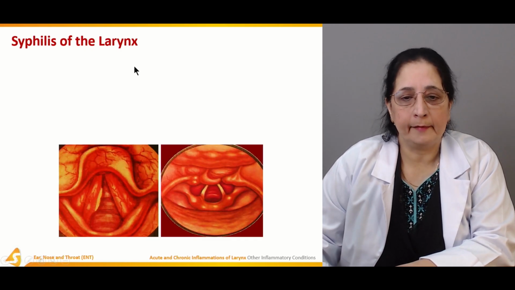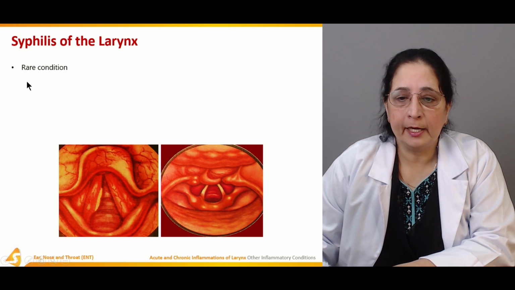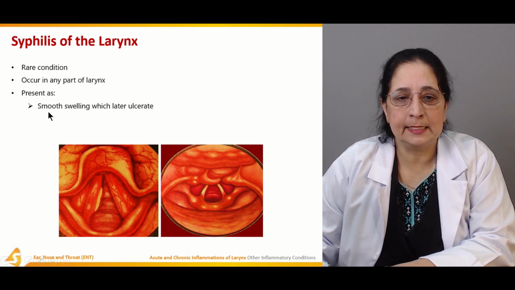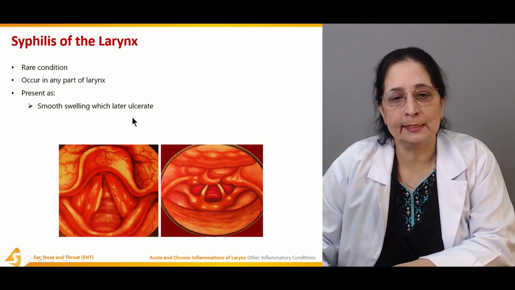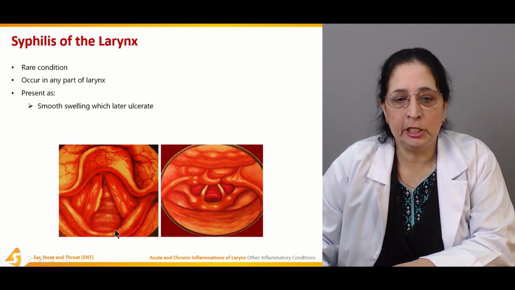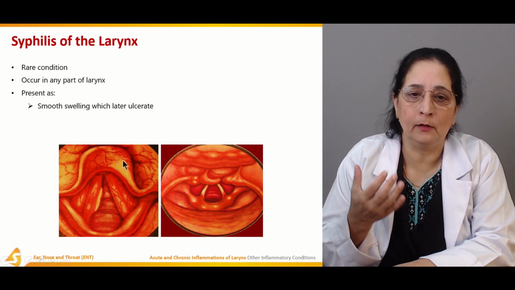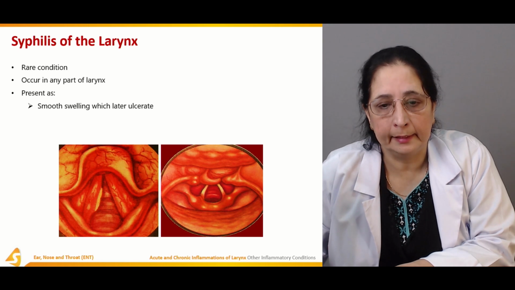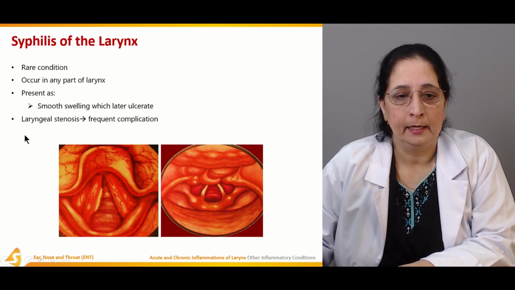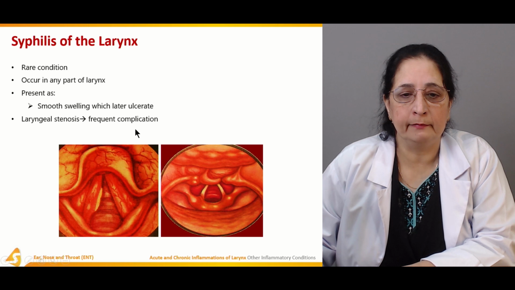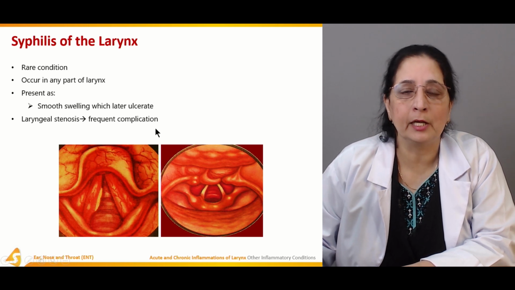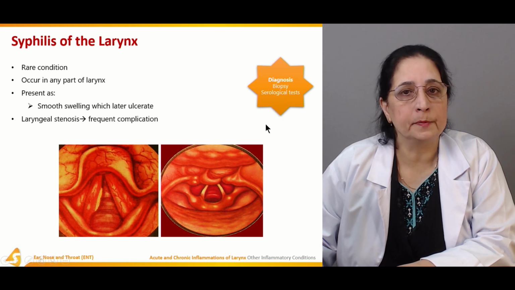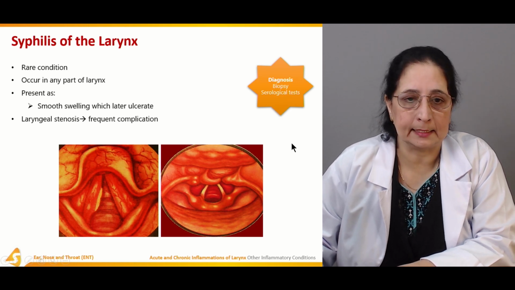Syphilis of the larynx. It's a rare condition, can occur in any part of the larynx, and presents as smooth swelling which later ulcerates. So initially there is smooth swelling of any part of the larynx, but later on there is ulceration. Laryngeal stenosis develops, which is a frequent complication. Diagnosis is by biopsy and serological tests.